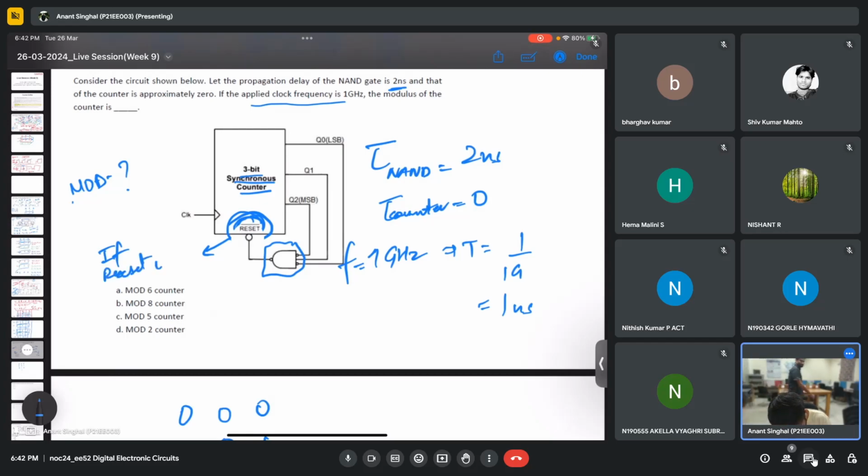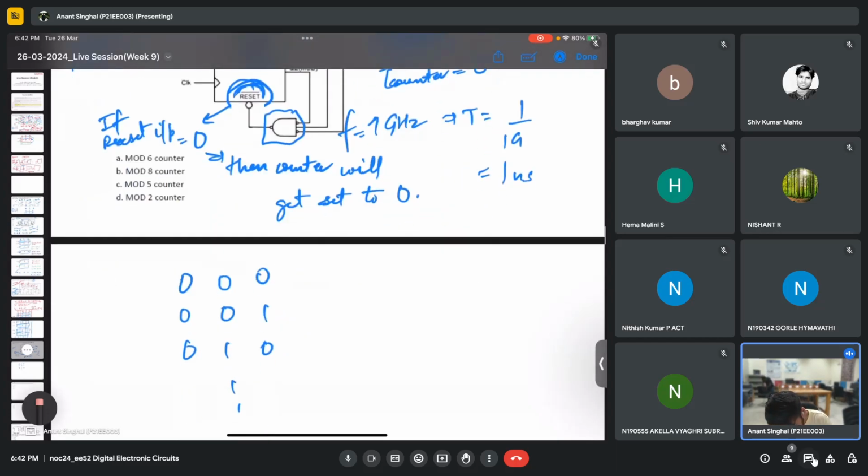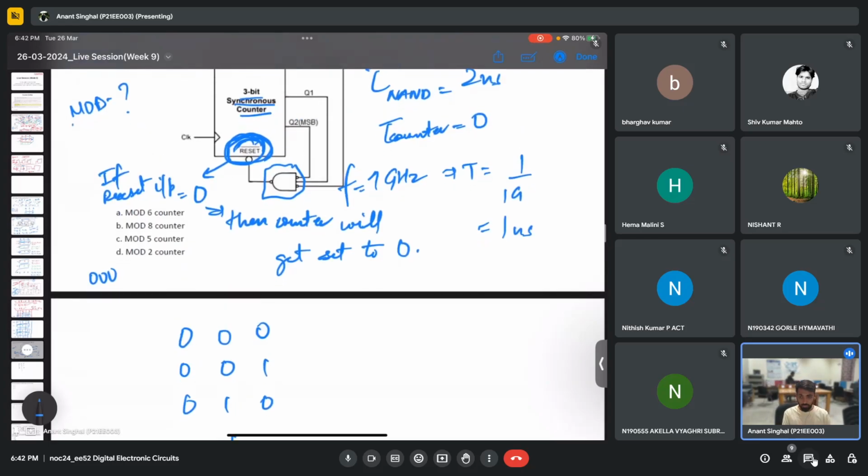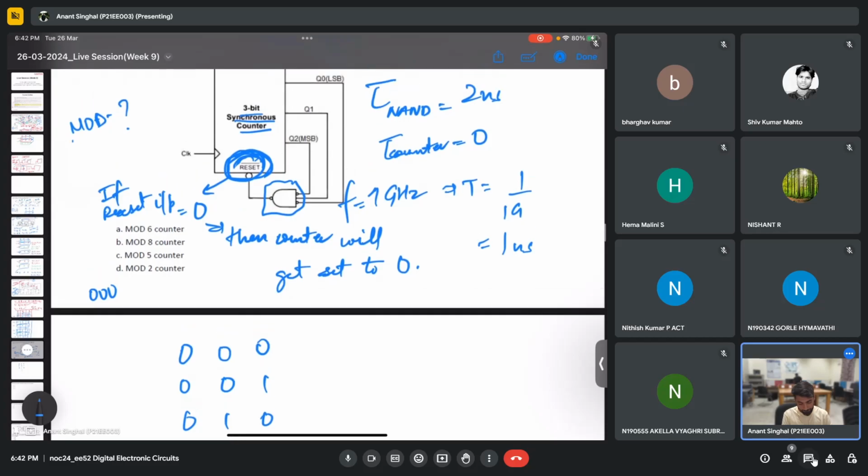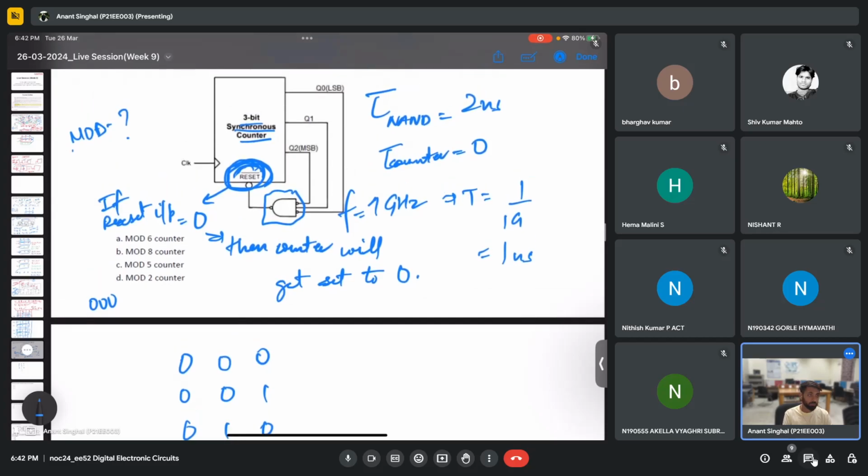reset input is 0, then the counter will get set to 000. So any state it was before, it will change to 000 if this reset bar becomes 0. Is it understood, this particular thing that I have just said? Is there any doubt?